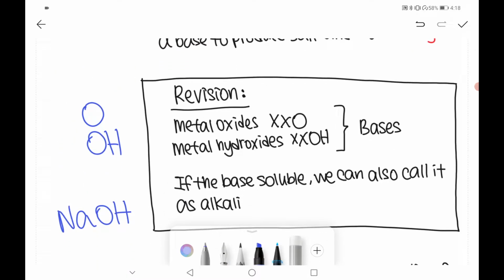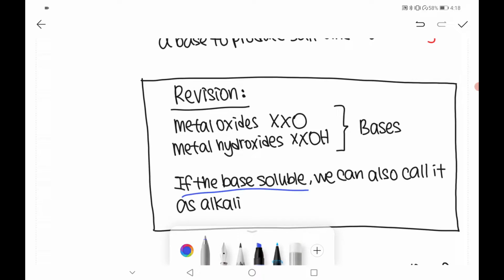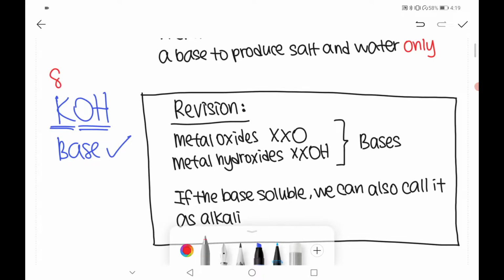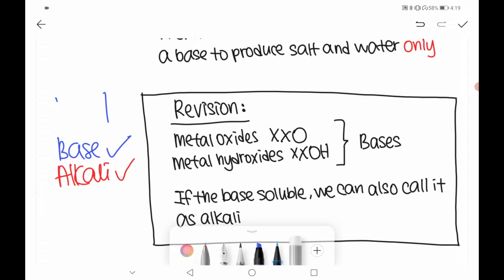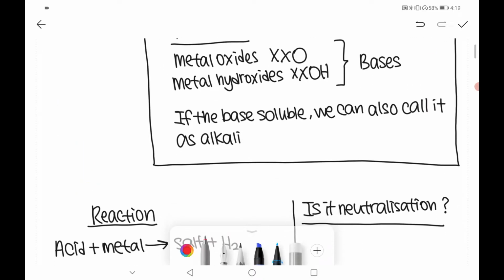We also learned before that if a base is soluble in water, we can also call it an alkali. For example, potassium hydroxide is a metal ending with OH, so it is a base. Potassium hydroxide is soluble in water, so we can also call it an alkali. We learned this concept previously. I hope everyone is able to see the difference between base and alkali, because there are so many students who always mix up base and alkali.